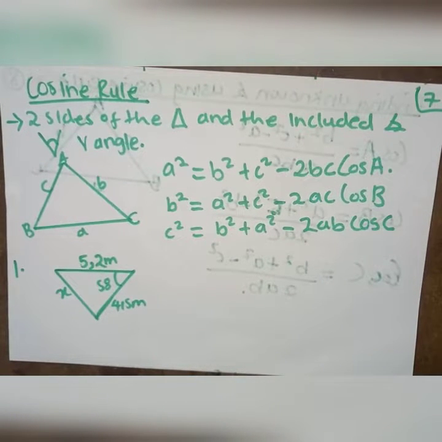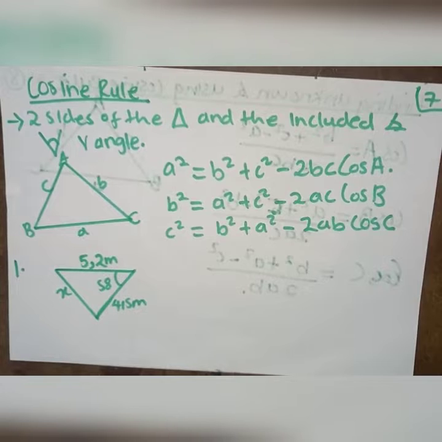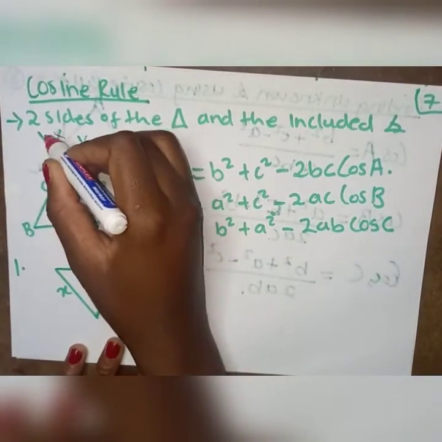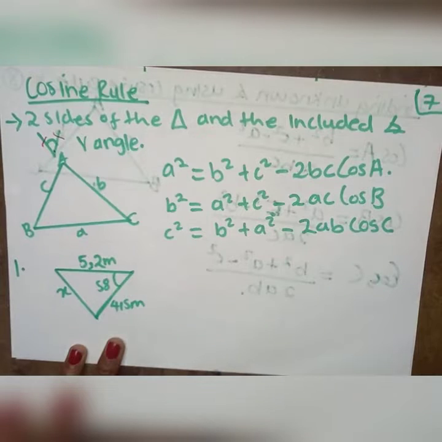Today we are having a look at the cosine rule. Now when do we use the cosine rule? We use it when we're given two sides of the triangle and the included angle. When we say included angle, we simply mean we have two sides like that and the angle at the center. That's an included angle, right?